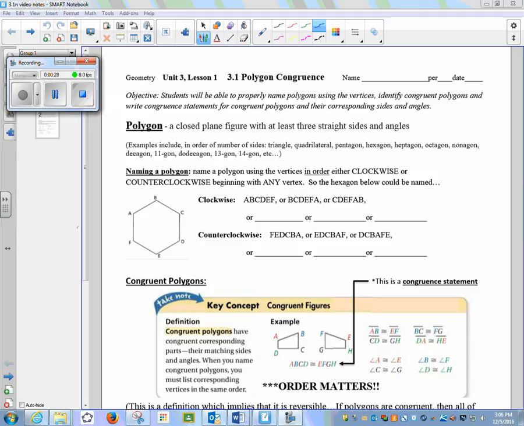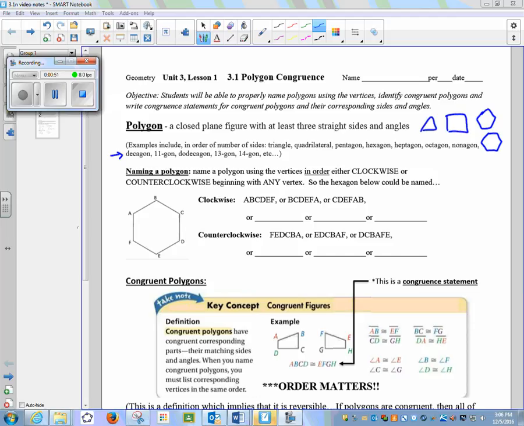So you know what polygons are. You've got triangles, you've got quadrilaterals, you've got pentagons, hexagons, etc. Those are all polygons. They're all listed here, or some are listed here, I should say. Naming a polygon is actually a very important piece of this lesson.